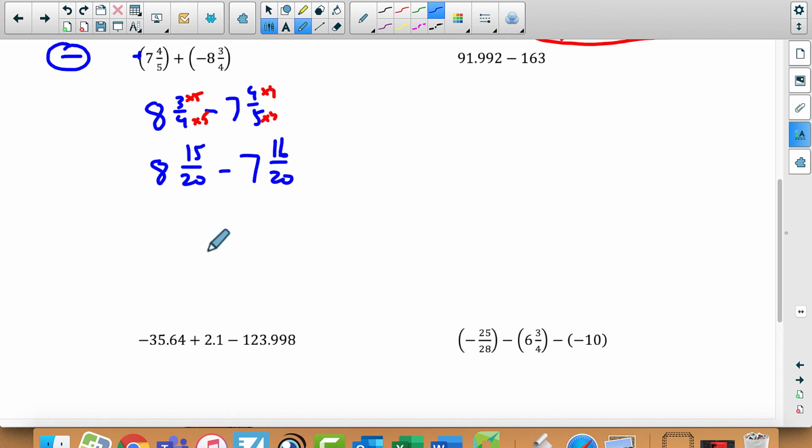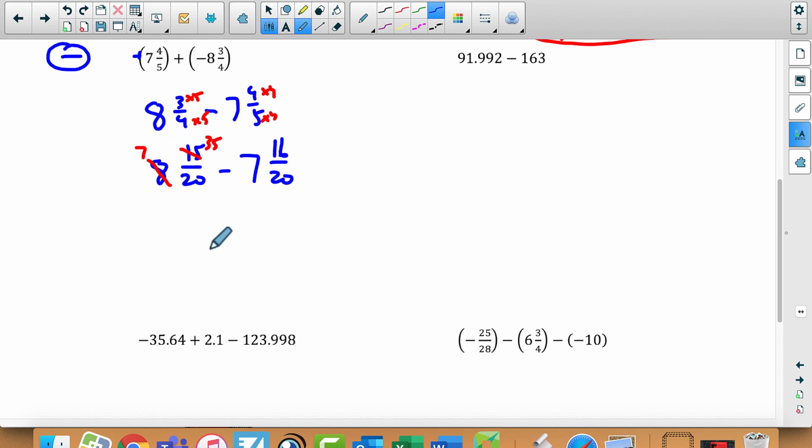Do you have to borrow in this question? Yes, you do, because you can't do 15 minus 16 without going into the negatives, and we don't want to do that. So we borrow from the 8, it becomes a 7. And remember, we add these two numbers together. 20 plus 15 is 35. Now you can actually get your answer. 7 minus 7 is 0.